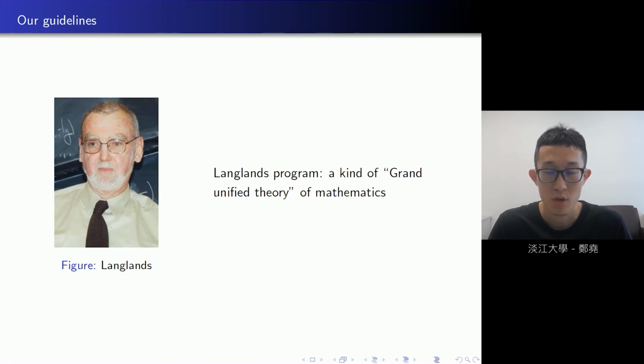Just to give you a feeling of how powerful the Langlands program is, I just mention that in Wiles's proof of Fermat's last theorem, one of the major steps is to show that every semistable elliptic curve over Q is modular. But this is really a special case that is predicted by the Langlands program.